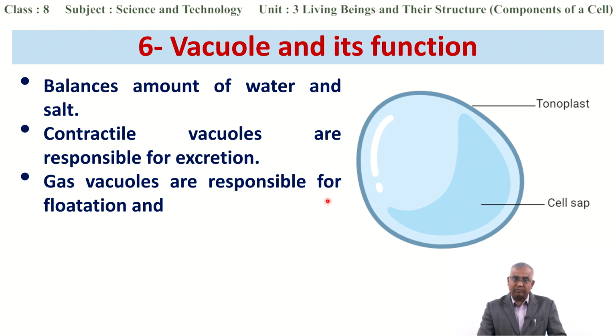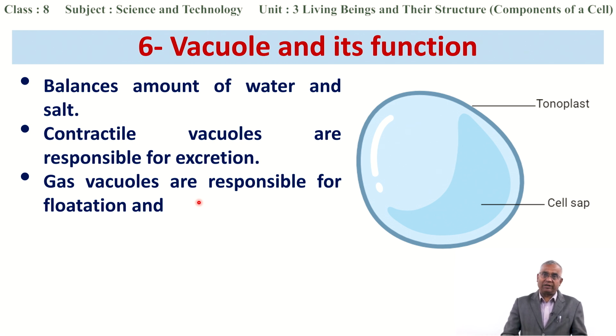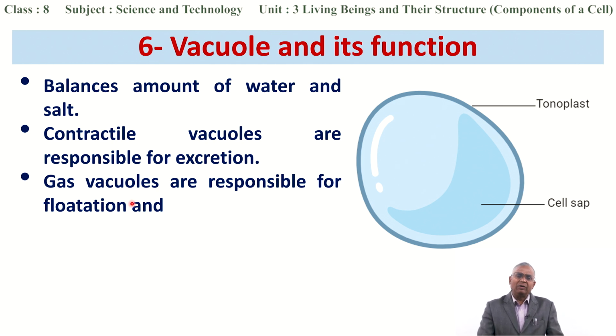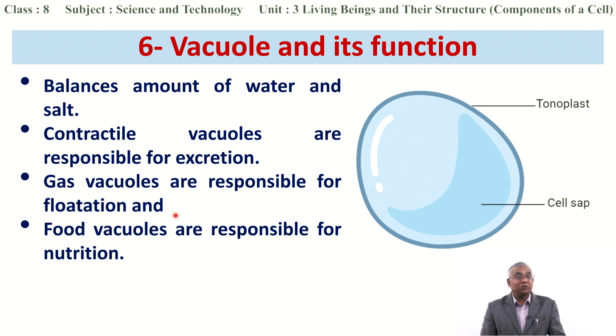What is the next vacuole? Gas vacuoles are responsible for flotation. In different types of aquatic plants, gas vacuoles are found which make them lighter, which make their body spongy. In some animals also there may be more gas vacuoles in their cells, which makes their body lighter. And the next one is food vacuole, which stores food and supplies it to the cells when required. Food vacuoles are found, you have seen food vacuole also in amoeba, paramecium.